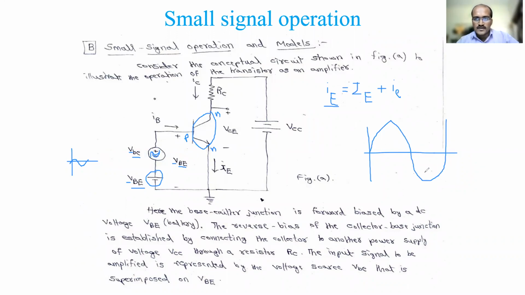To get this signal properly, your transistor should be biased properly. You should establish the operating point, nothing but the collector current and the collector to emitter voltage, which should be established in the transistor first.